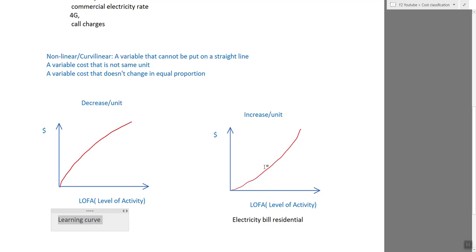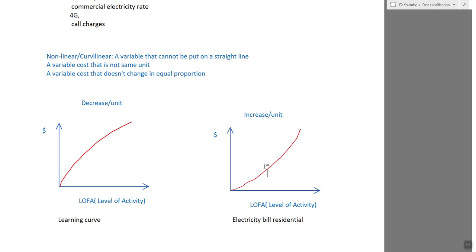The cost could increase as well, like you have in electricity residential bills. Residential bills start with the lower rate. The more you consume, the higher the rate becomes. Obviously, curve is an idea. It doesn't have to be a perfect curve. The idea is that some variable cost could always be the same per unit, no matter whatever the output is going to be. Per unit is always going to be the same. And some variable cost could either decrease or increase per unit.